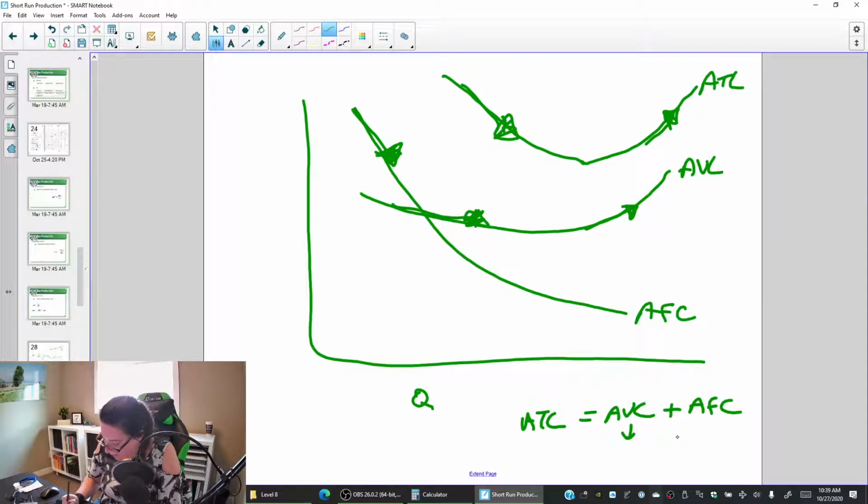If variable and fixed are going down, average total cost is going down. If average variable cost is going up and average fixed cost is super tiny, it doesn't matter that average fixed cost continues to decline because it's a very small number. That average variable cost takes over. So the theoretical graph for average variable cost is a U shape, decreases then increases.